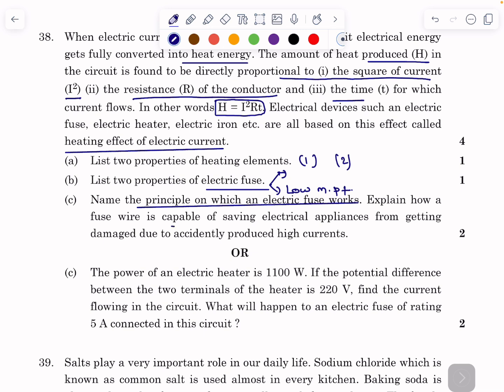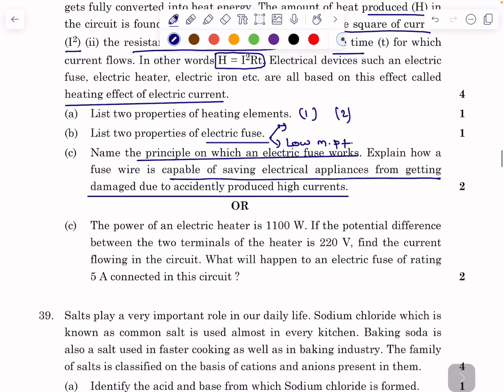Explain how a fuse wire is capable of saving electrical appliances from getting damaged due to accidentally produced high currents. Yes, we already told you. When high current flows in the circuit, suddenly the fuse wire melts and breaks the circuit. Okay, so you have to write that answer.